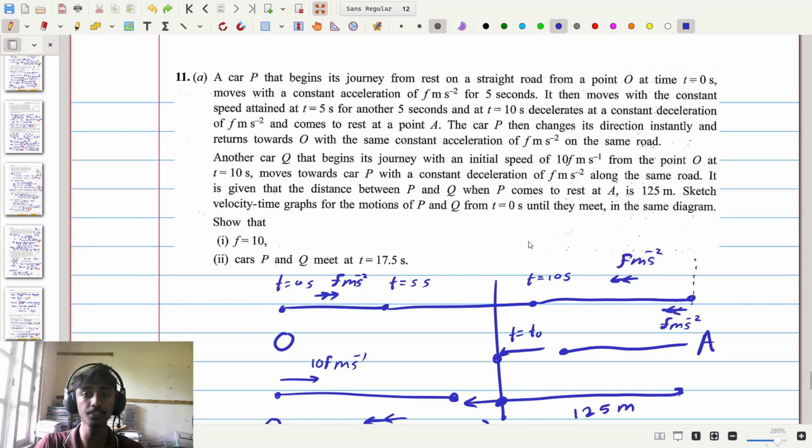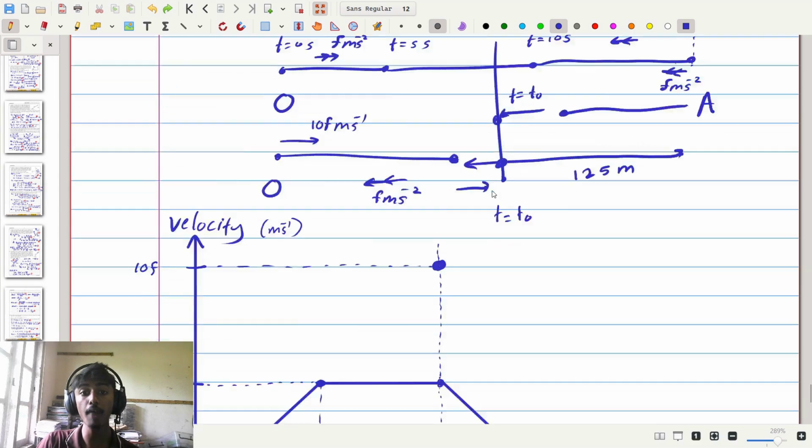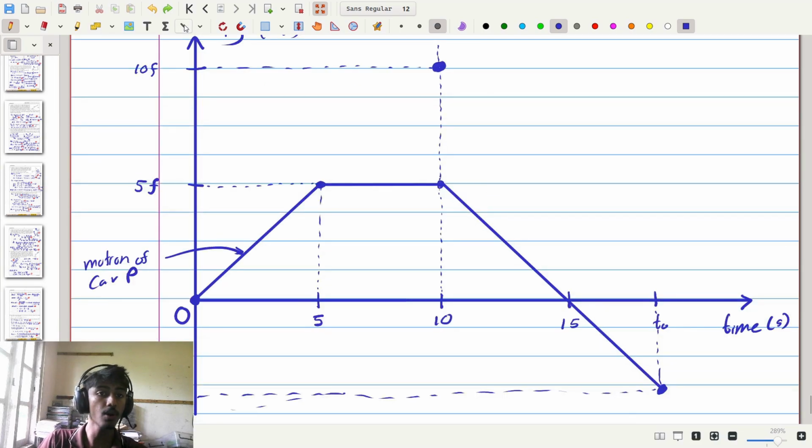Now after, the question says the car begins to decelerate with a constant deceleration of f meter per second squared along the same road. Now the same deceleration of f meter per second squared was there for car P after t equals 10 seconds. Now as we know, the gradient of the graph in a velocity time graph is equal to its acceleration or deceleration. According to that, if both car P and car Q have the same deceleration from t equals 10 seconds onward, both of their lines in the graph should be parallel to each other as they have the same gradient.